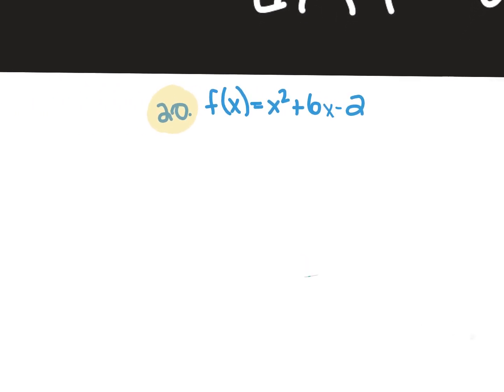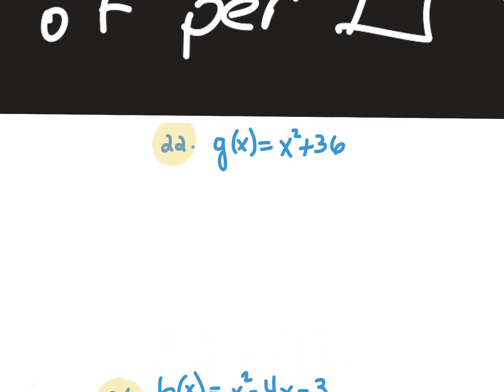Number 20 is going to be the exact same thing. You guys are going to have to use the quadratic formula. We'll skip that one, come back to it at the end if we have some time. But there's no factors of 2 that'll multiply to give you 2 and add to give you 6. So you'd have to use quadratic formula here. So let's look at 22.